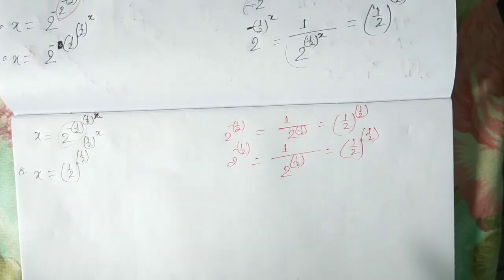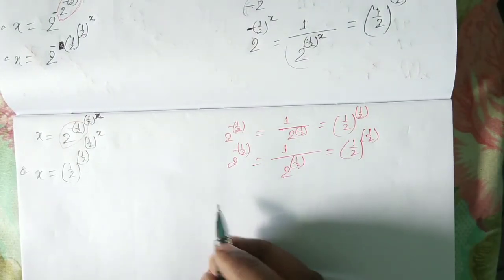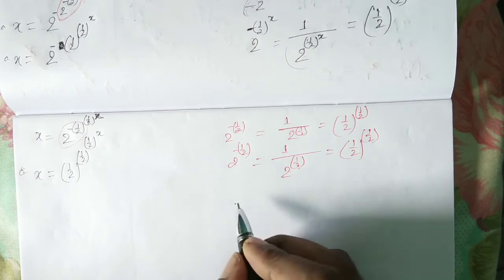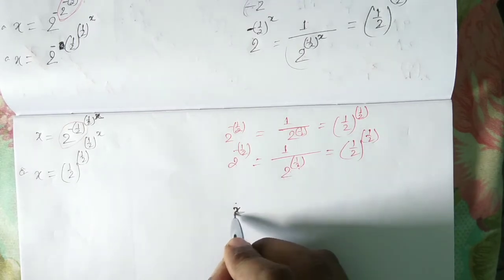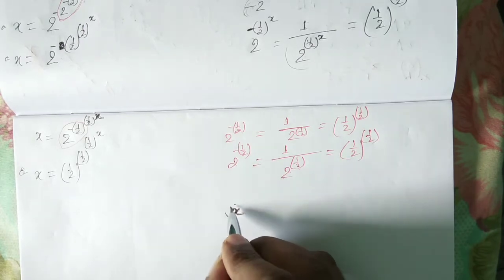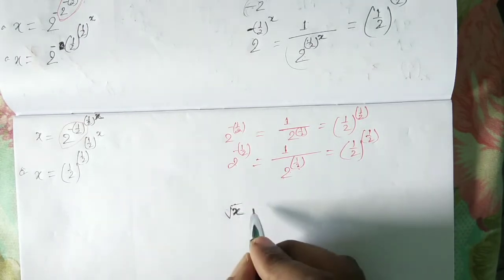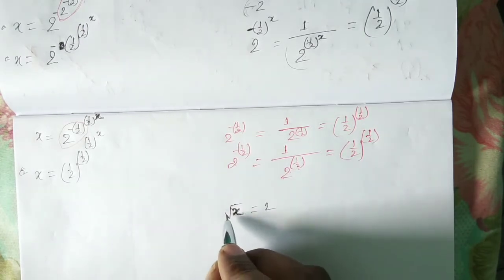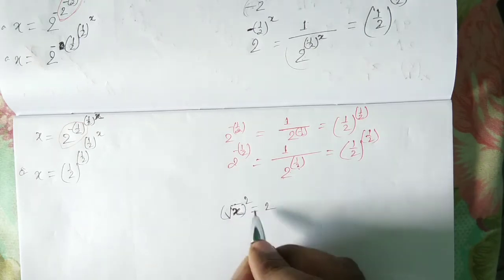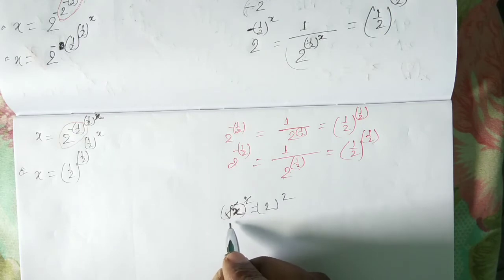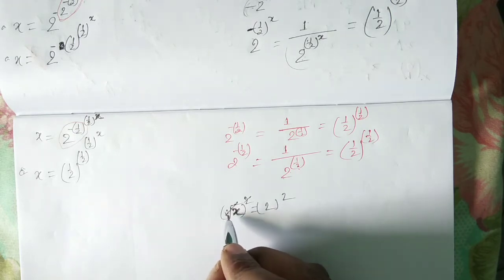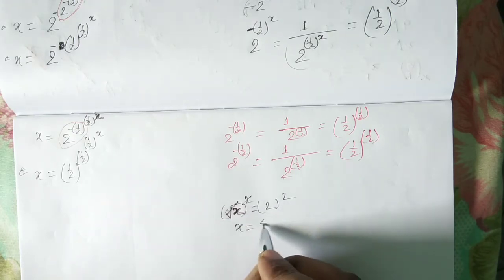Now I will make you understand one rule. Suppose we have square root of x is equal to 2, then to remove this square root we do squaring on both sides, to cancel this root, because it has a degree 2 here. So x is equal to, it becomes 4.